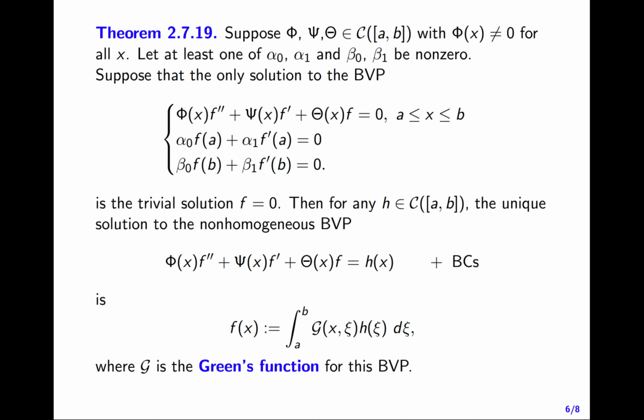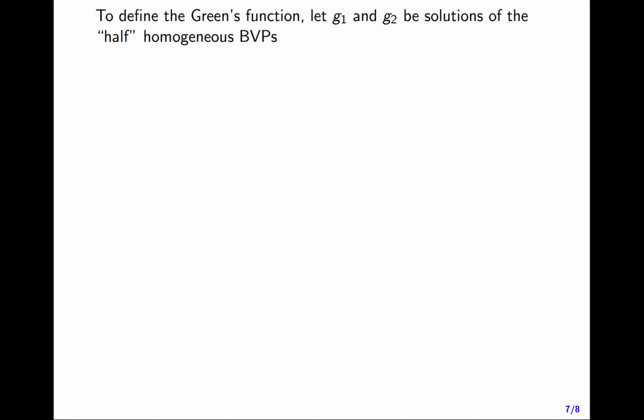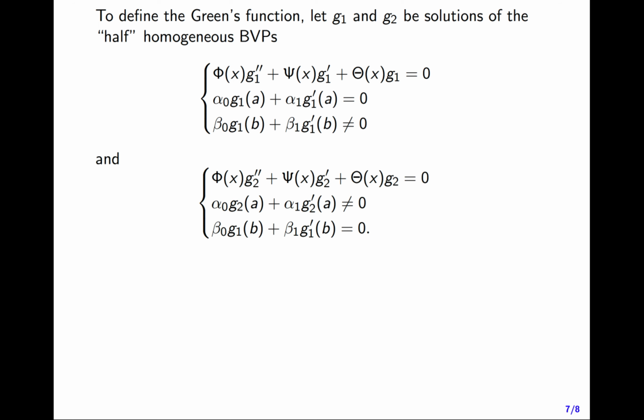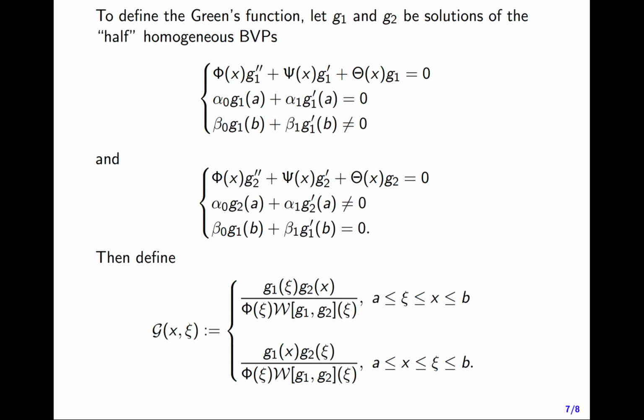And what is g? Let us define it. We'll take g1 and g2 to be solutions to the half homogeneous BVPs from before. So g1 satisfies the boundary conditions at a but not b. g2 satisfies the boundary conditions at b but not a. And then we define g of x and c as the following complicated piecewise function.